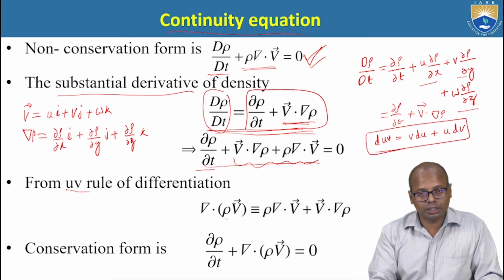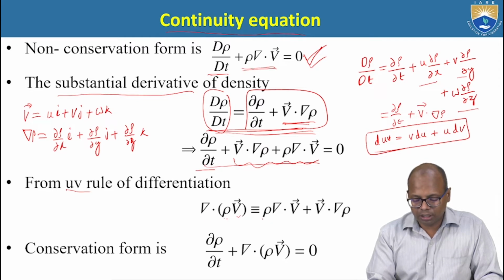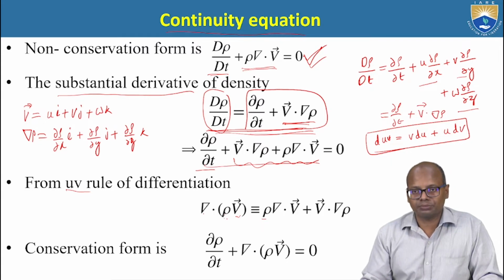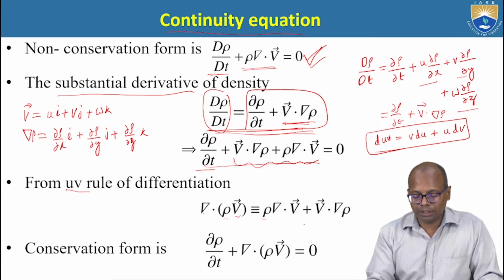First I will differentiate with this, and this one I will multiply, and then I will differentiate with this, and this one I will multiply. So if I apply this UV rule here, what am I getting? Rho into del dot v bar plus v bar into del rho. Okay. So here what is happening? The density is outside and the differentiation is between u and del.